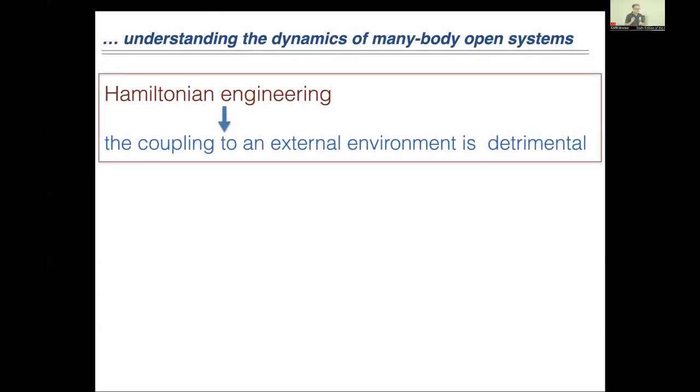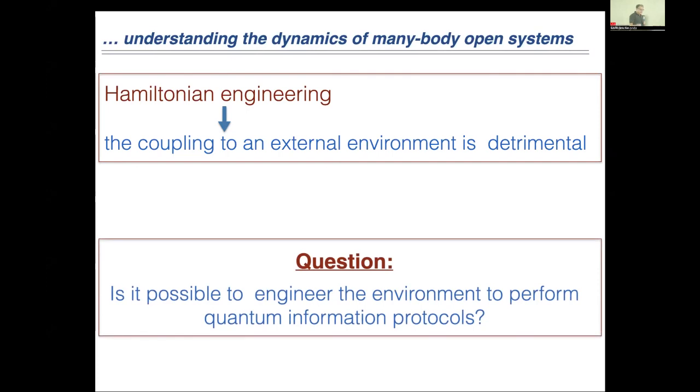So if you are aiming at realizing or engineering a Hamiltonian, then obviously you want the system to evolve coherently as much as possible. And in this sense, the external environment is the devil. You really want to get rid of it. But now I come to the main question of my talk: is it possible to use the environment? Instead of doing Hamiltonian engineering, you try to manipulate and engineer the environment, to the best that you can, in a way that is useful to perform quantum information protocols.